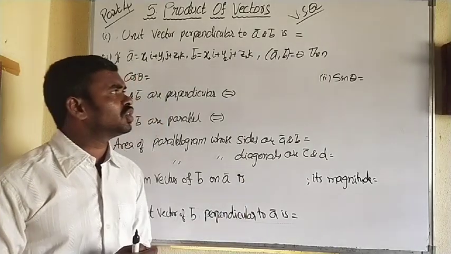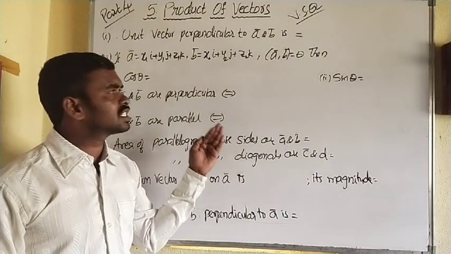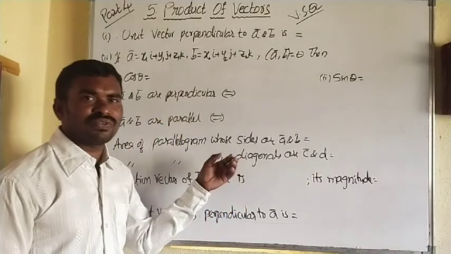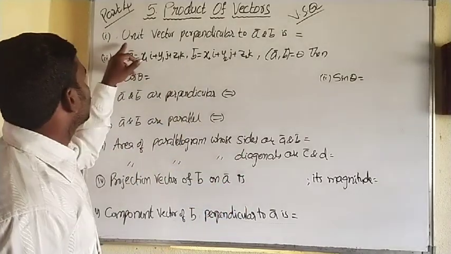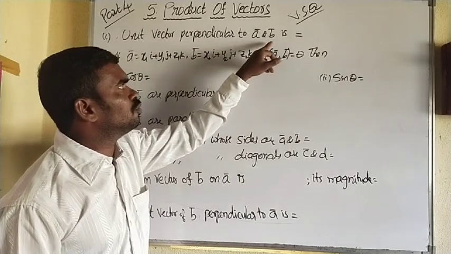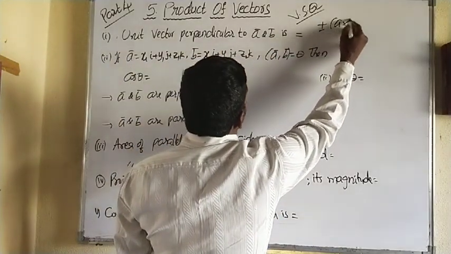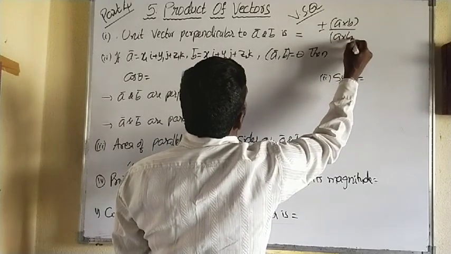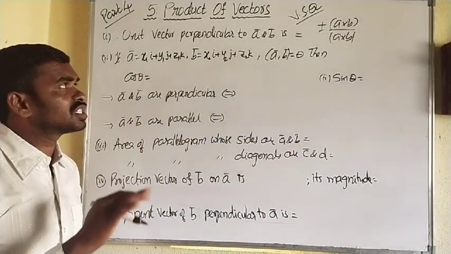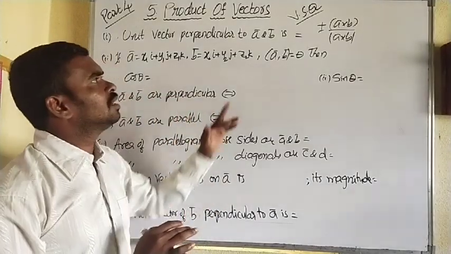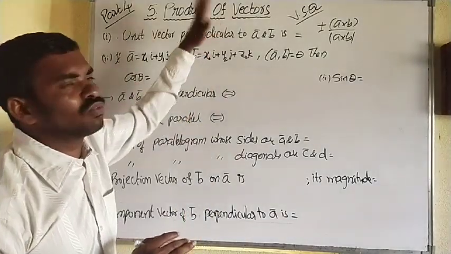Before going to enter into the 2 marks questions, let us see some small formulas. I think a few of these formulas we have already learned. First one: the unit vector perpendicular to both A and B is plus or minus A cross B by mod A cross B. We already used it in the 4 marks questions, and 4 marks problems were also completed based on that formula. That is an old formula.